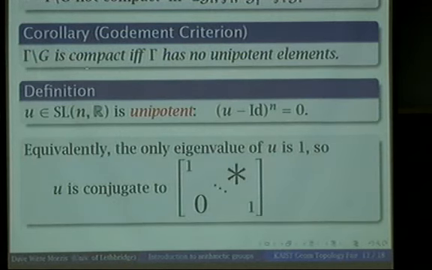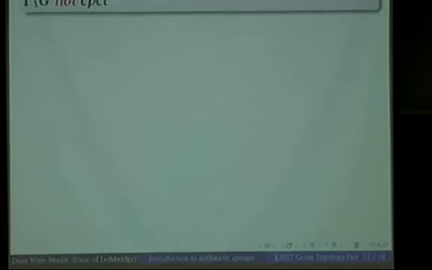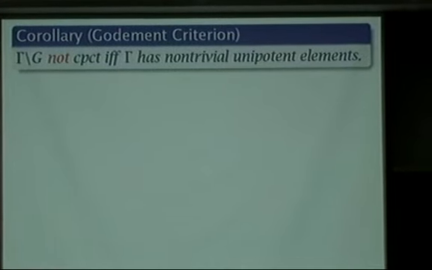G mod gamma is compact if gamma does not have unipotent matrices, but for the proof it's easier to do it the other way. So G mod gamma is not compact if gamma does have unipotent matrices. Okay, so let me say it that way: G mod gamma is not compact means that gamma does have unipotent matrices.